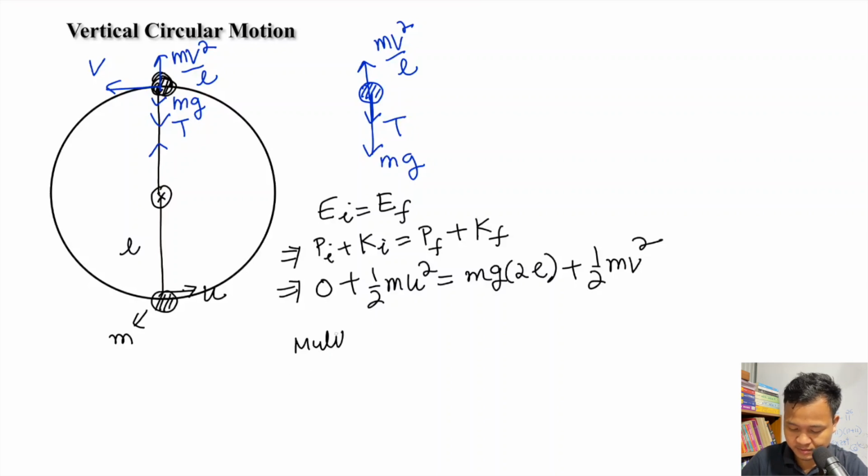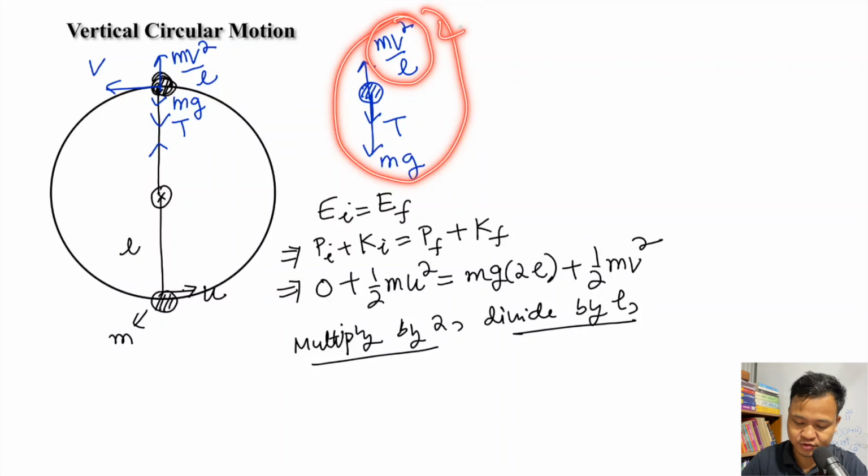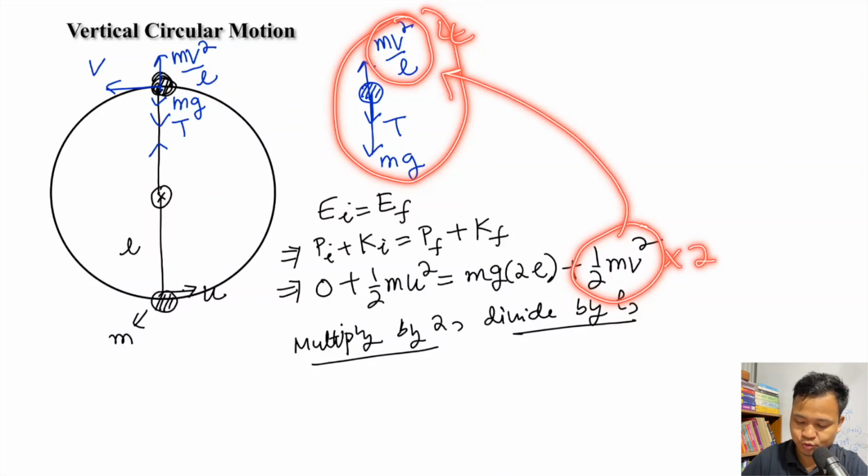and you multiply both sides by 2. Multiply both sides by 2 and divide by L. In vertical circular motion, as it's a force equation, we need mv square by L. So we are going to convert this into mv square by L. Okay, in order to convert this to mv square by L, the 2 that multiplies cancels with the 2 in the half, and we divide by L.